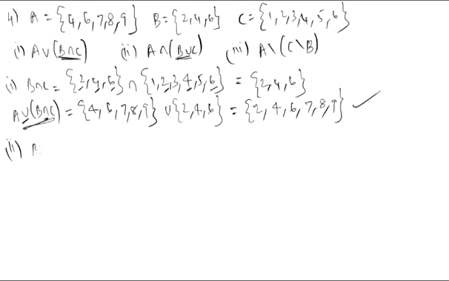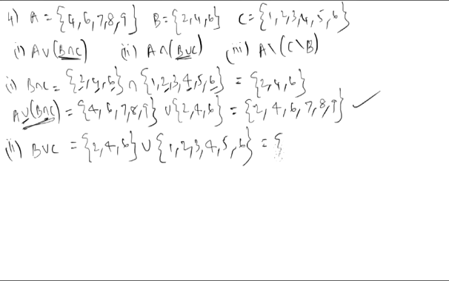B union C, in the second case. B is 2, 4, 6 union C, which is 1, 2, 3, 4, 5, 6. So the union of these two will be 1, 2, 3, 4, 5, 6. Here you get set C. Okay, B union C, you are getting set C. Why?